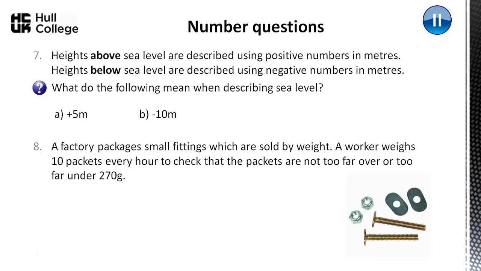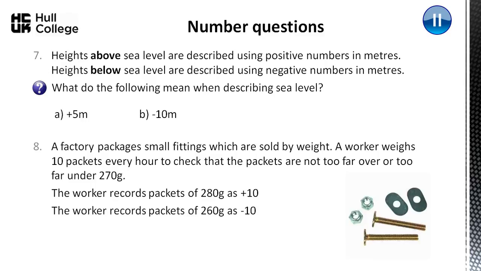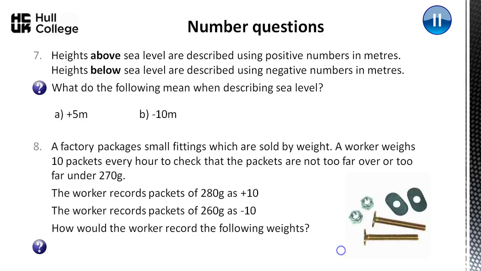Question 8. A factory packages small fittings which are sold by weight. A worker weighs 10 packets every hour to check that the packets are not too far over or too far under 270 grams. The worker records packets of 280 grams as plus 10. The worker records packets of 260 grams as minus 10. How would the worker record the following weights? A, 290 grams, B, 250 grams, C, 265 grams, and D, 275 grams.